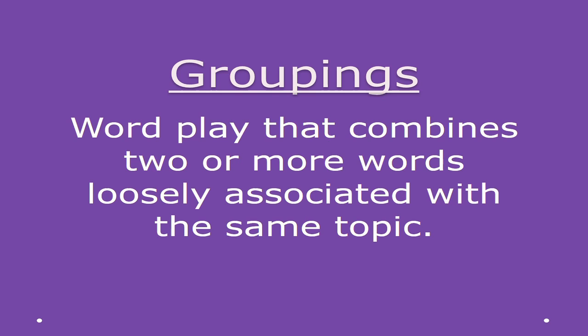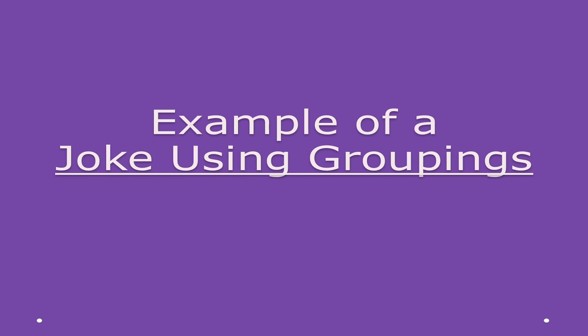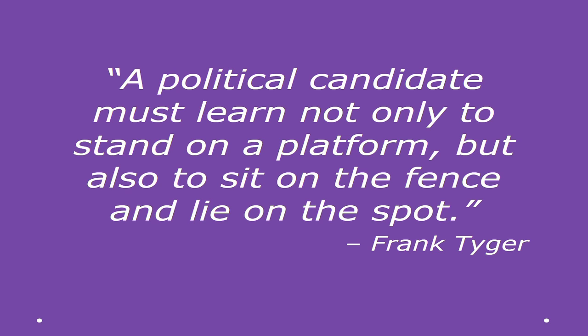Groupings is a type of wordplay that combines two or more words loosely associated with the same topic. Let's look at this example from Frank Tiger. A political candidate must learn not only to stand on a platform, but also to sit on the fence and lie on the spot. Zing! Frank hits a comedy triple by using three groups of words: stand on a platform, sit on the fence, lie on the spot. This joke uses plenty of wordplay.